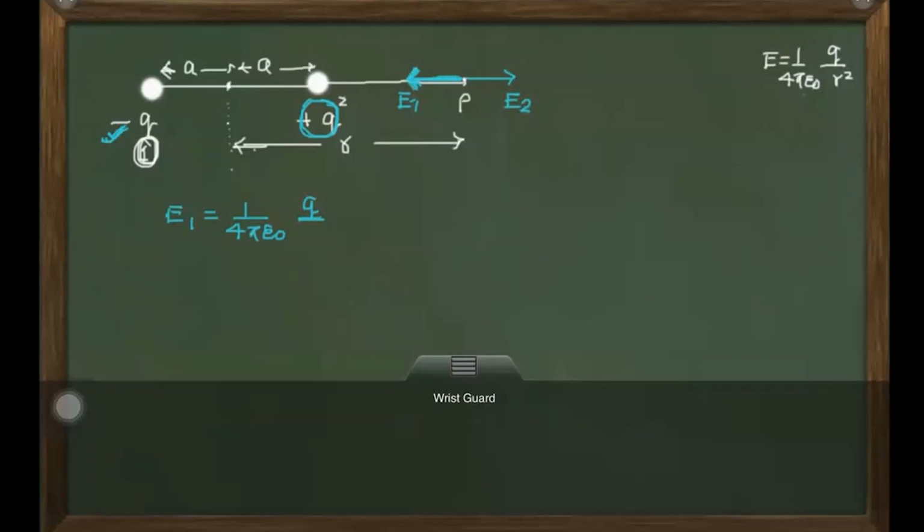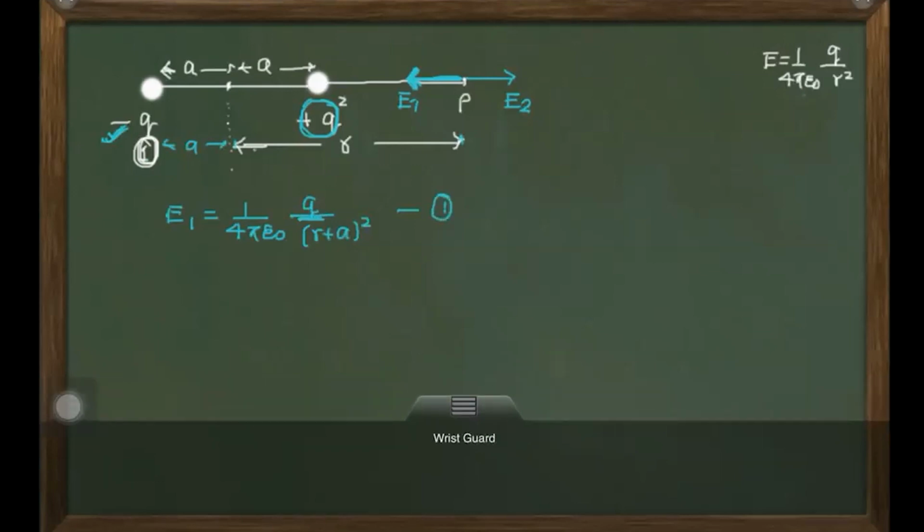Now, what will be the distance of this charge from this point? Say this is A and this is R. So the total distance will be R plus A whole square. You can say this is equation number 1.